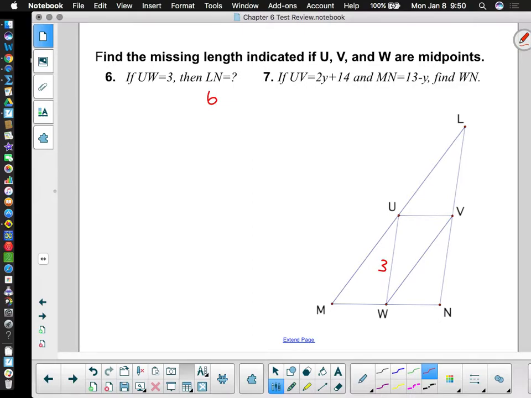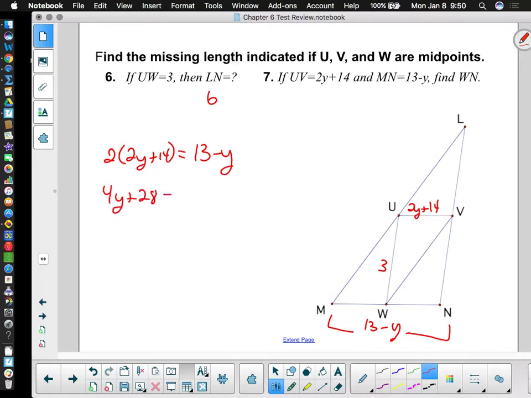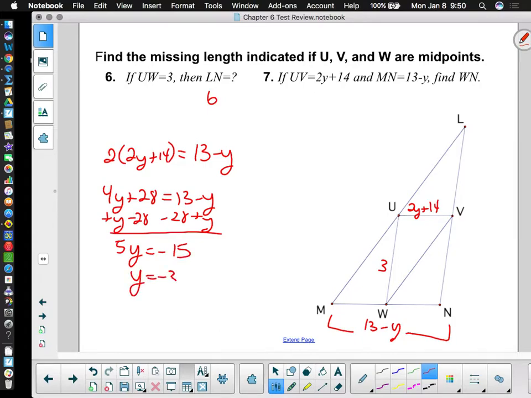Says if UV is 2y plus 14 and MN is 13 minus y, that's the whole thing, how are we going to set that one up? Yep, 2 times 2y plus 14 equals 13 minus y. All right, so that's 4y plus 28 equals 13 minus y. Add a y to each side, subtract a 28. I get 5y equals negative 15, so y equals negative 3.